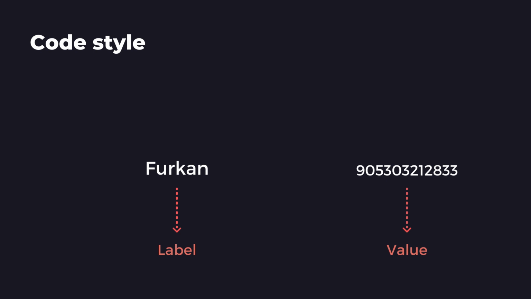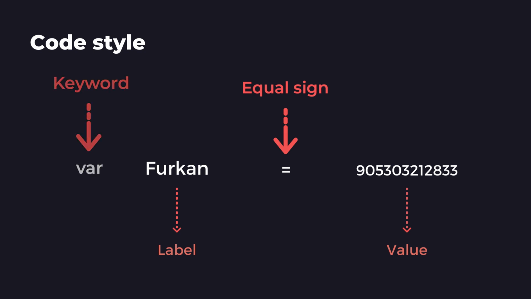Now, let's convert this to a coding style that the computer can understand. To do this, we need two additional elements. The first is keyword and the second one is equal sign. The keyword tells the computer we are creating a new variable. The equal sign tells the computer we assign value to label.